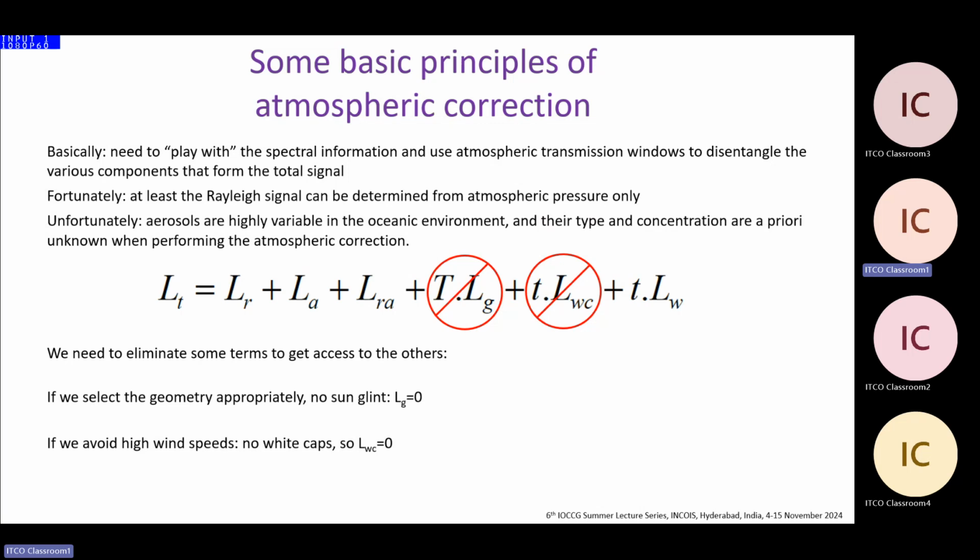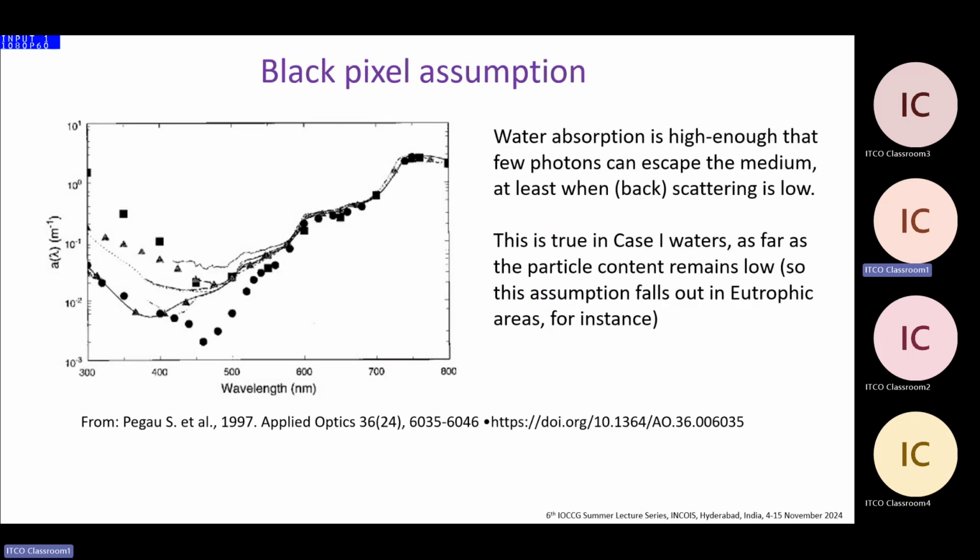But then we still have 4 terms. It's a bit too many. So what can we do? Well, we will use this black pixel assumption. The plot here is the absorption spectrum of water across the spectrum, from 350 nanometers to the near infrared. What you know is water absorption is high enough in the near infrared that very few photons can escape the medium, at least when the scattering is relatively low. That's generally true in case 1 waters, as long as the particle content remains relatively low. That's actually not true when you have something like 10 milligrams of chlorophyll, or even maybe a bit less than that. So that's very high here.